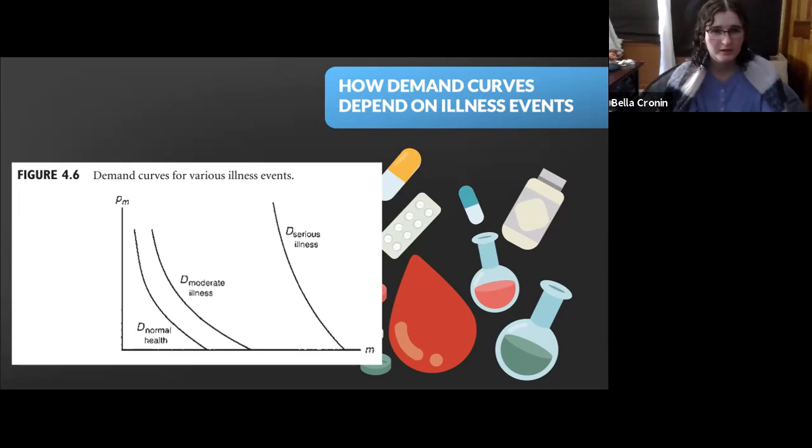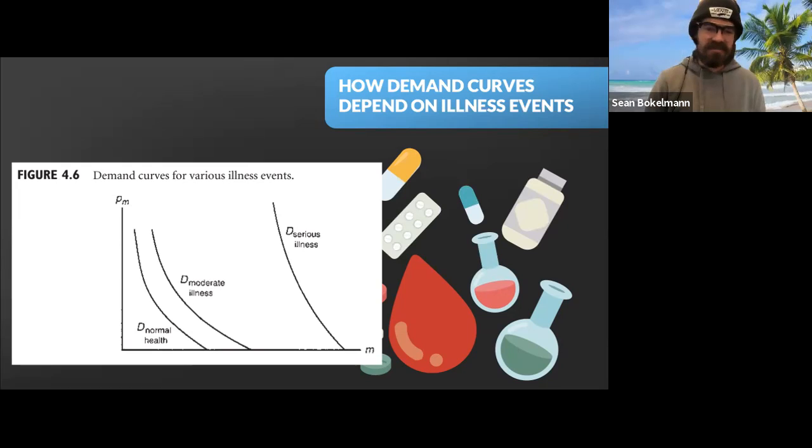Is it becoming more inelastic? Yeah, exactly. Good job, Bella. So not only is demand increasing, but it's also becoming more inelastic, right? So you can imagine needing a heart transplant, right? That's a very serious illness, and you're pretty much perfectly inelastic with that type of treatment, right? You need a heart, and you either get it or you die. So that's pretty much perfectly inelastic there. So think about that too, right? Think about the elasticity relating to illness.